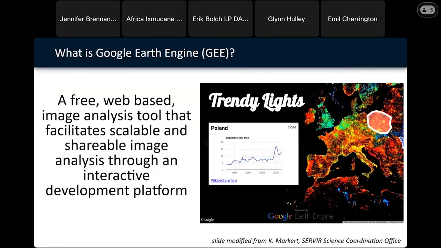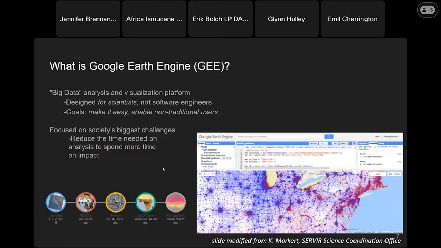So in terms of an overview, for those who might not be so familiar, what is Earth Engine? And again, I've borrowed slides from other colleagues of mine. Earth Engine is a free web-based image analysis tool, and it facilitates scalable and shareable image analysis through this interactive development platform, the code editor that we are going to be using tomorrow in exercises with Africa and myself.